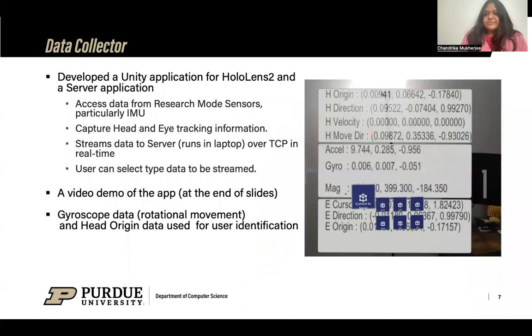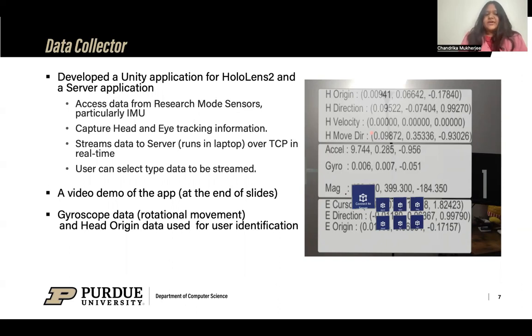For the data collector part, I implemented a Unity application for HoloLens 2 that can access data from IMU sensors, which are research mode sensors, and these are the accelerometer, gyroscope, and magnetometer. It can also capture head tracking and eye tracking information from the user. It can stream data over TCP to a server. This server is implemented in Python and it can run on a laptop. A detailed demonstration of this app is at the end of the slides.